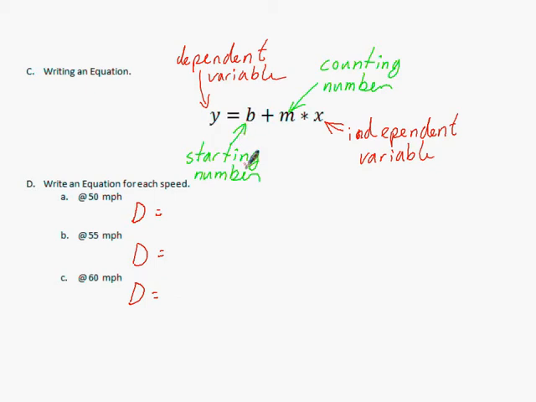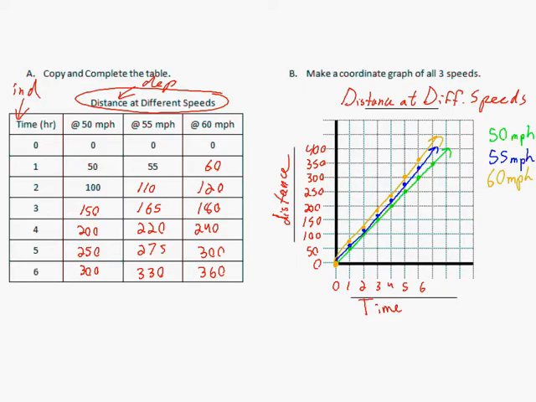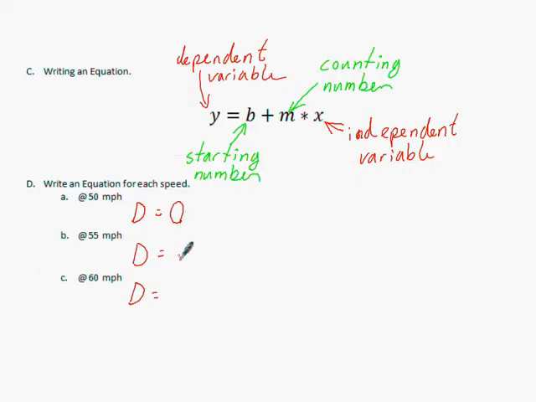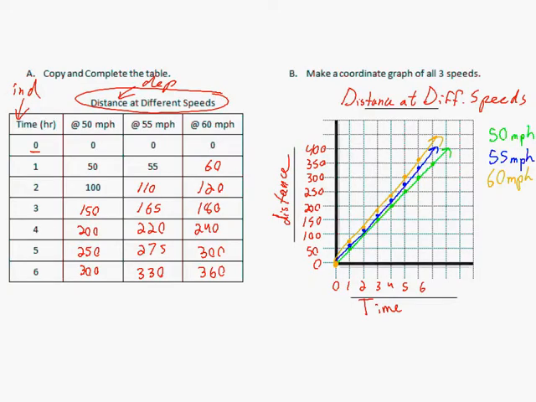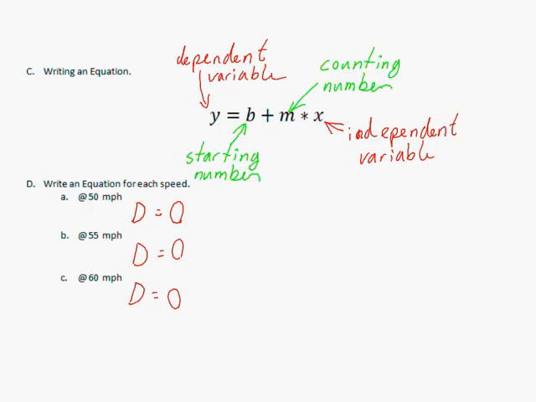The starting number is the first number of each pattern when the independent variable is 0, so the number paired with 0. So we have 0, 0, 0. The counting number is what you're counting up or down by. In the 50 mile per hour, we're counting by 50. 55 mile per hour, we're counting by 55. And 60 mile per hour, we're counting by 60. So, plus 50, plus 55, plus 60.